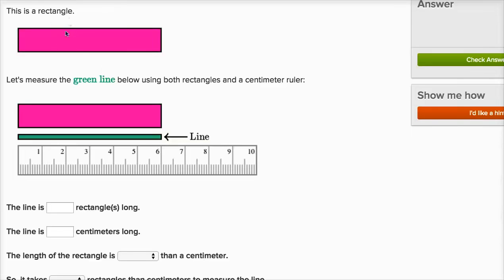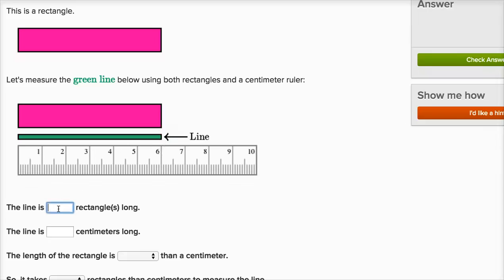This is a rectangle. And yes, this is a rectangle. Let's measure the green line below using both rectangles and a centimeter ruler. So we have this green line, and we're going to measure it in terms of rectangles, and we're going to measure it on this ruler. And you immediately see the green line is equal to 1 rectangle long, but if we measure it in centimeters, it's equal to 6 centimeters long.